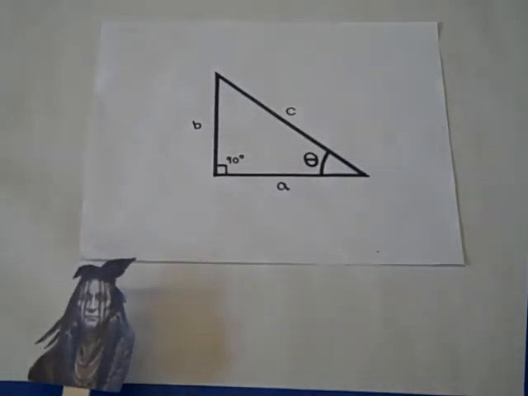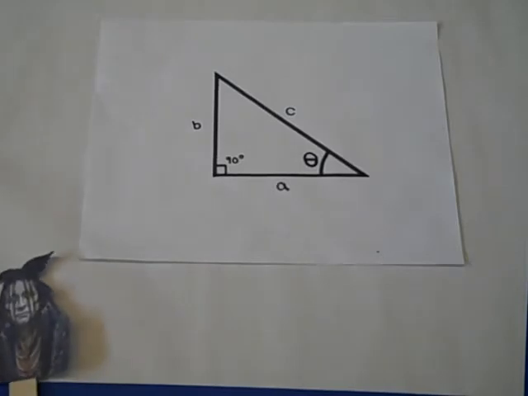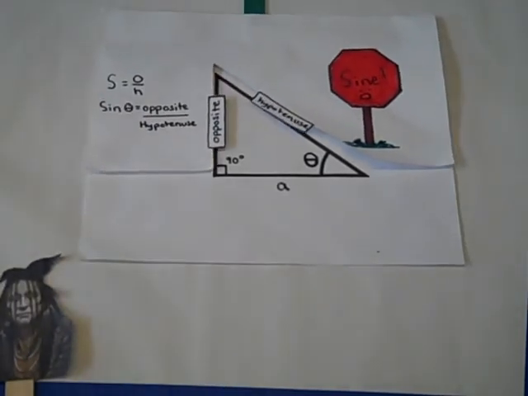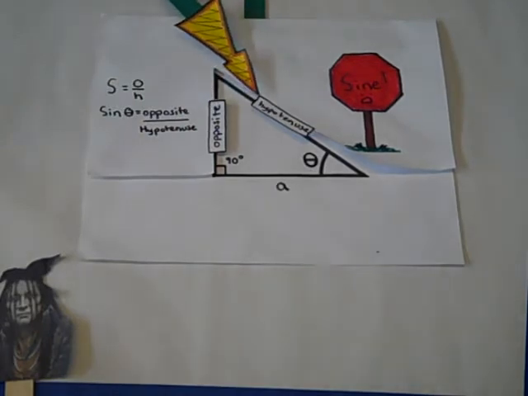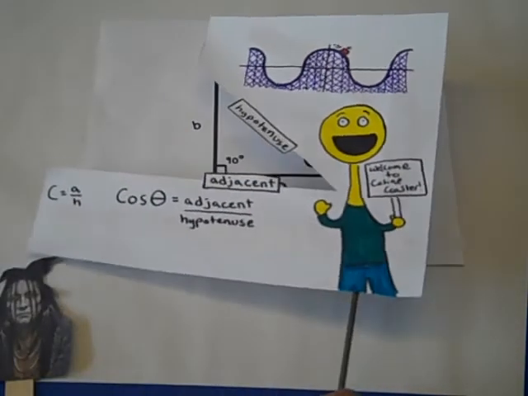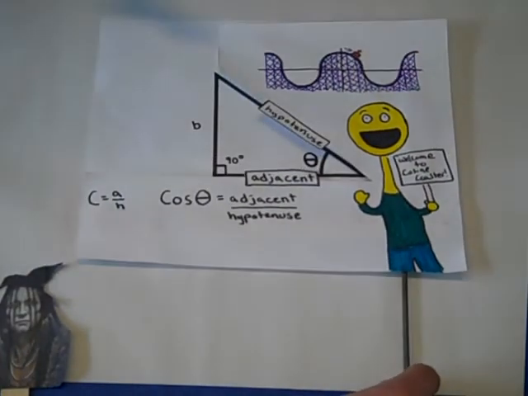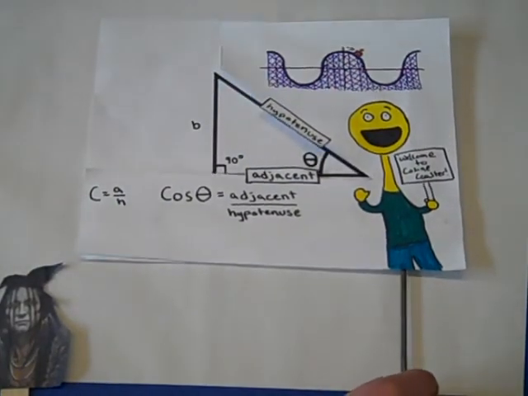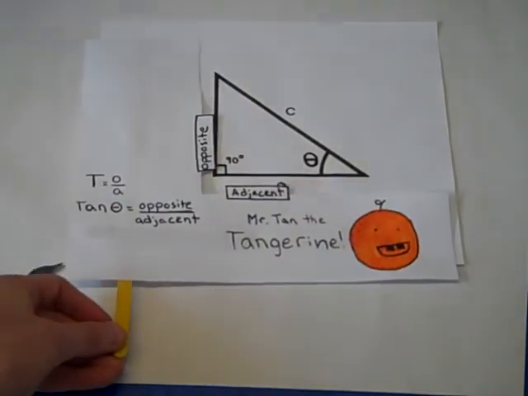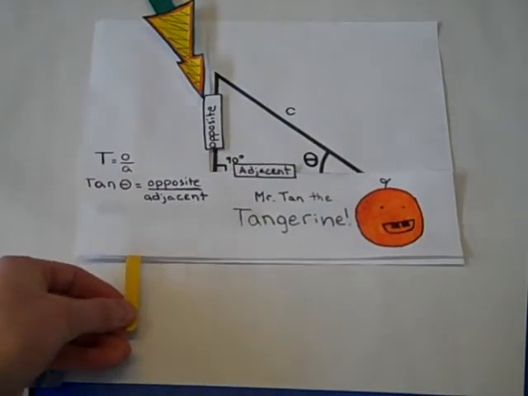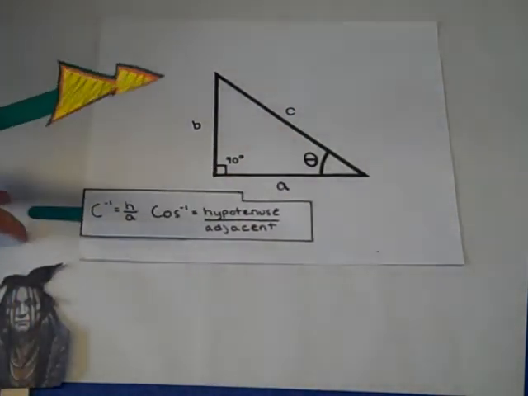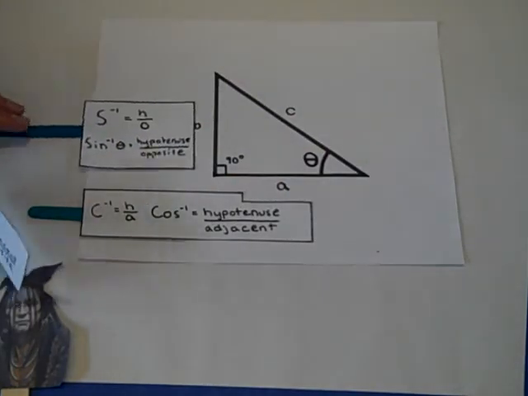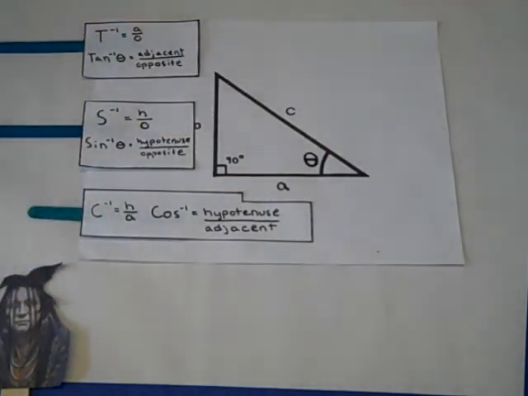There are three major functions of a right triangle: sine, cosine, and tangent. Sine of theta is equal to the length of the opposite side divided by the length of the hypotenuse. Cosine of theta is the length of the adjacent side divided by the length of the hypotenuse. And tangent of theta is the length of the opposite side divided by the length of the adjacent side. The opposite of these functions are cosecant, secant, and cotangent respectively, which are the reciprocals of sine, cosine, and tangent.